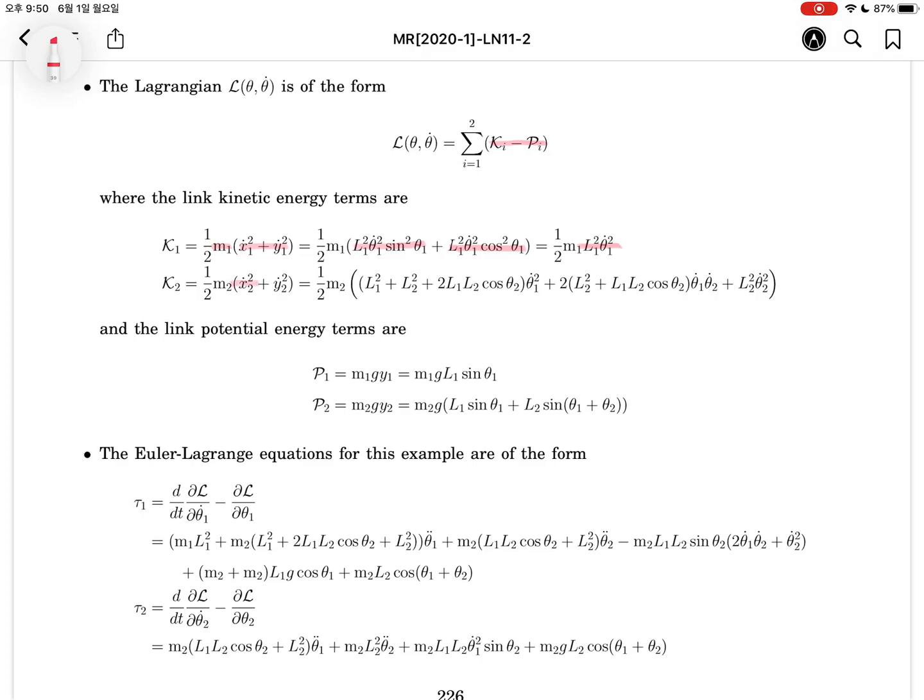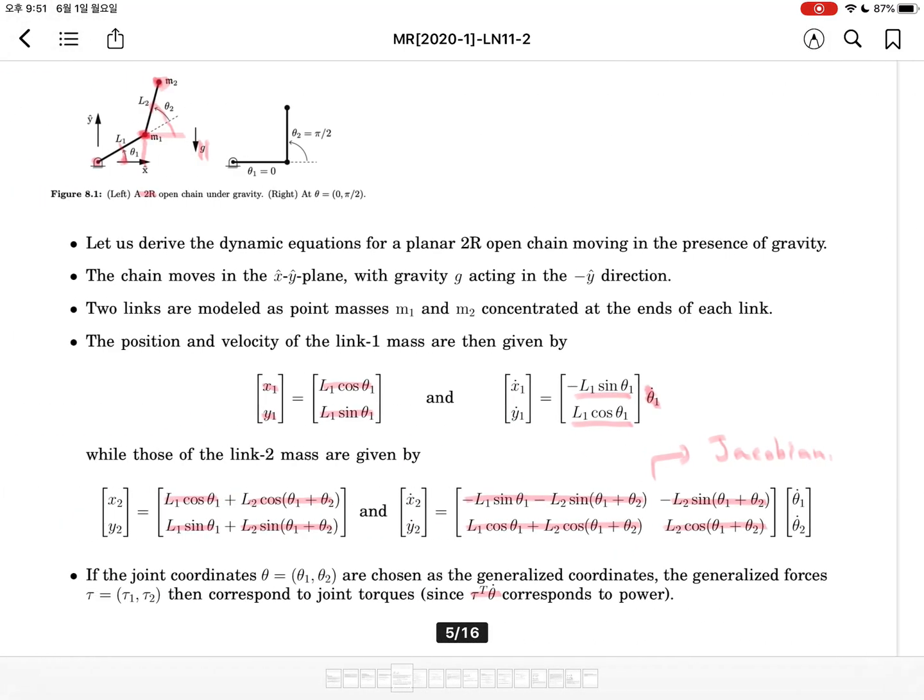On the other hand, x2 dot has 3 terms, and y2 dot also has 3 terms. If you take the square operation, it will provide 12 terms. These 12 terms can be collected according to the order of zeta 1 squared, zeta 1 dot times zeta 2 dot, and zeta 2 squared. If you rearrange this equation, you can get 3 terms like this. And there is a much simpler way.